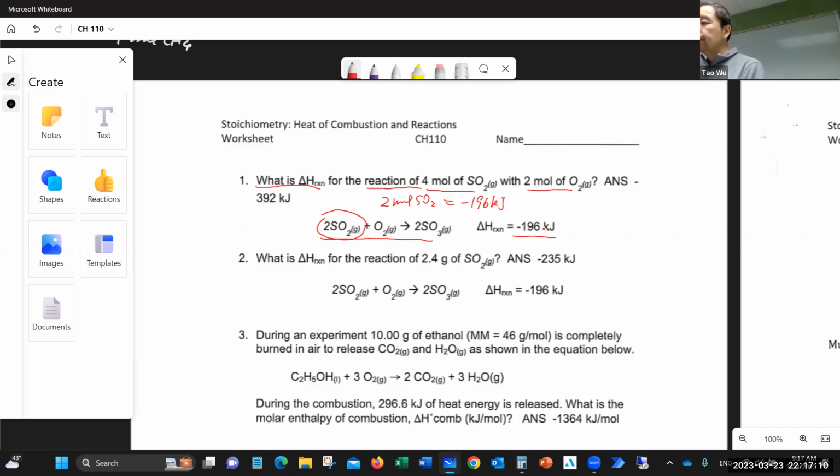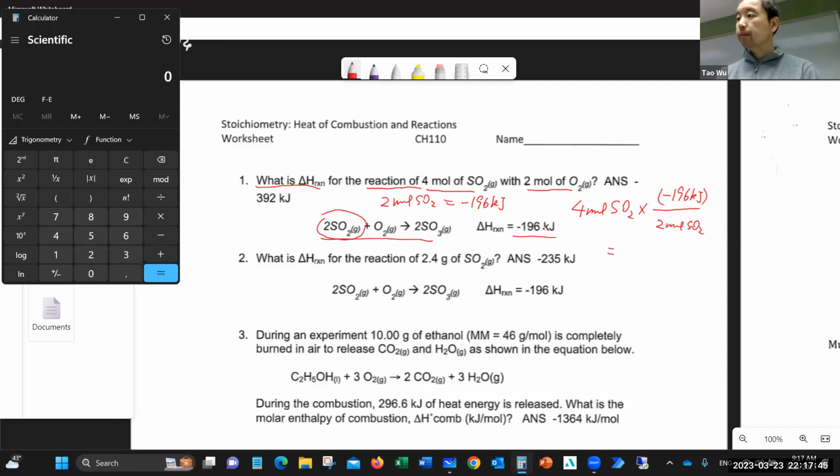Okay, so let's say we have 4 moles of the SO2. Then you just multiply by the conversion factor. Since this is a conversion factor, you put the 2 moles of the SO2 in the bottom and put the negative 196 kilojoule on the top. Then you will see that's just 4 times this number divided by 2. Okay, let's put it into the calculator.